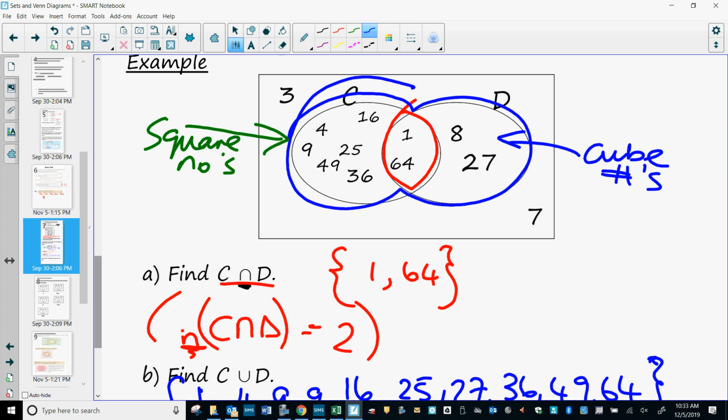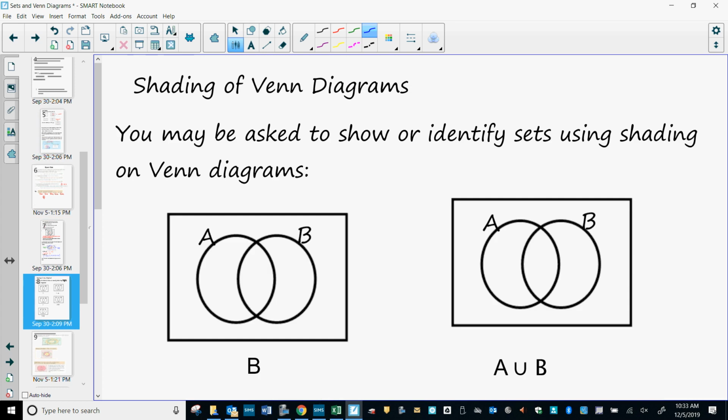Okay. Do we understand what I mean by cube numbers, or what they meant by cube numbers? One times one goes one, two times two, two. Okay, très bien. All right, shading. Sometimes you're asked to shade them. So either it's just a shading question, or you'll be asked stuff about it, and then you're asked to shade on top of the diagram.